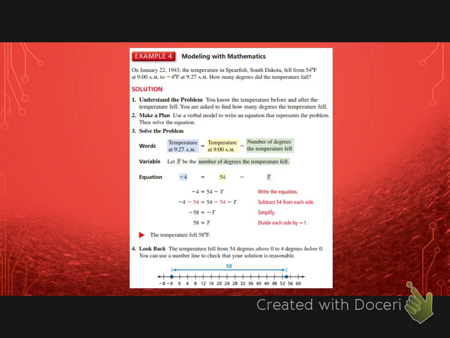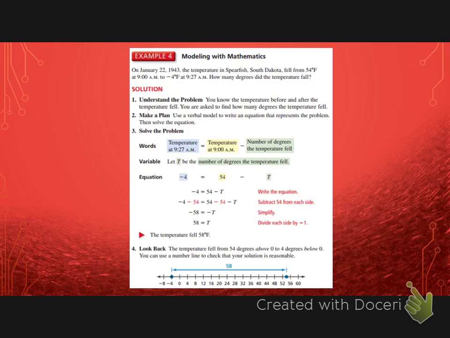So let's make a plan. Use a verbal model to write an equation that represents the problem, then solve the equation. Well, we know in words the temperature at 9:27 a.m. is equal to the temperature at 9 a.m. minus the number of degrees the temperature fell. So we're just going to go ahead and let T be the number of degrees the temperature fell. So we've got -4 equal to 54 minus T.